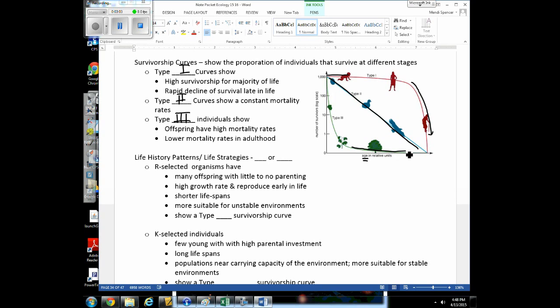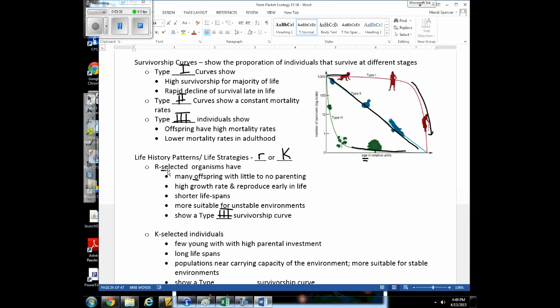There's two types of life strategies. There's the R and the K. And sometimes we call them R-selected individuals or K-selected individuals. If we think about those organisms that show this type 3 survivorship curve, those species are usually laying a high amount of eggs, or they have many offspring. There's high growth rates. They reproduce early in life. There's little to no parenting, and they have really short lifespans. Organisms that are R-selected usually have a type 3 survivorship curve.